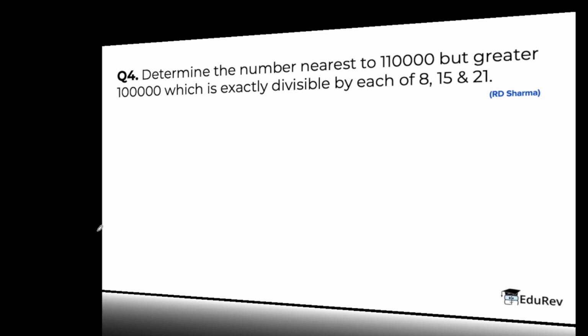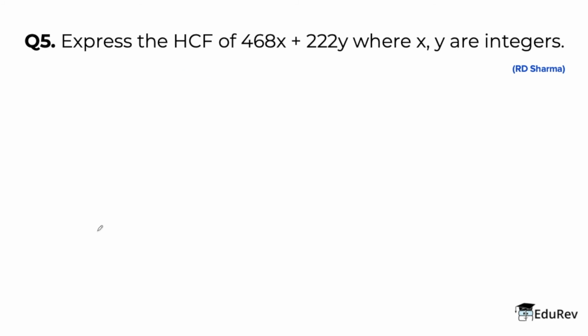So let's move forward and solve the last question for the day. And this question is also of R.D. Sharma. Alright, so basically they are saying that we need to express the HCF of this equation, that is 468x plus 222y, where x and y are integers. Okay, so we are going to use Euclid's division algorithm here. Now I can write 468 as what?